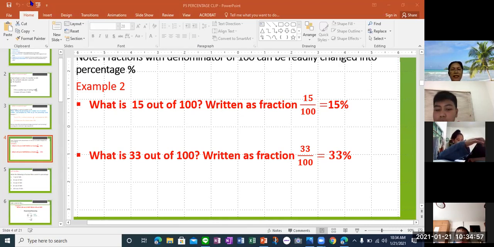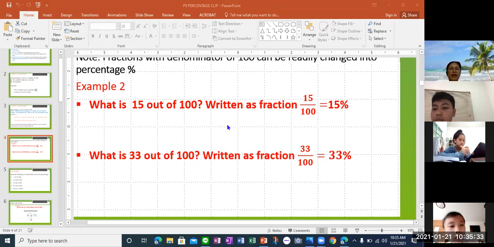So now in these examples, we have 15 out of 100. The answer is 15%. So you can do exactly the same. Because we say that fraction is related with your percentage and then decimal. So fraction, percentage to decimal, or vice versa, decimal, percentage to fraction. So they are all related. They have a relationship.